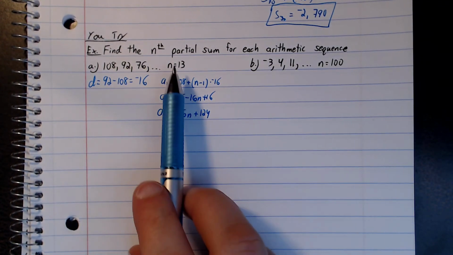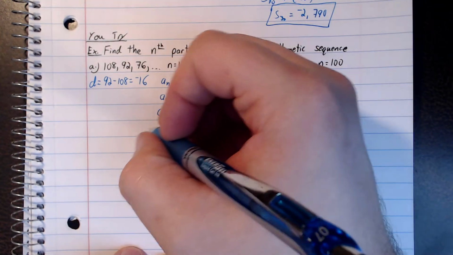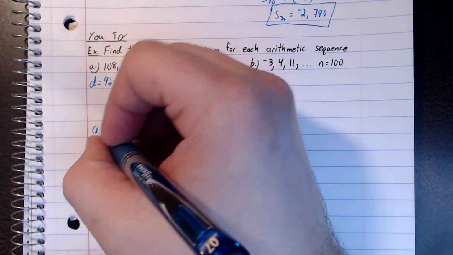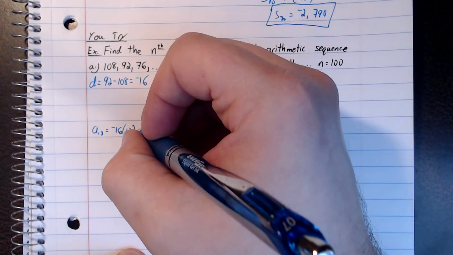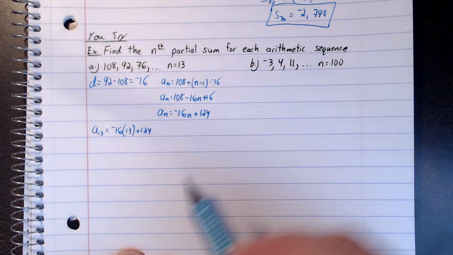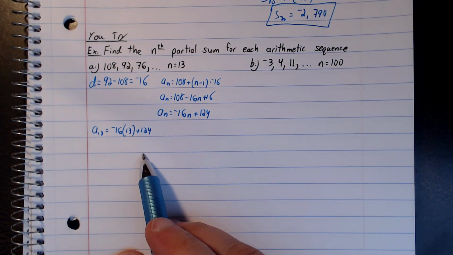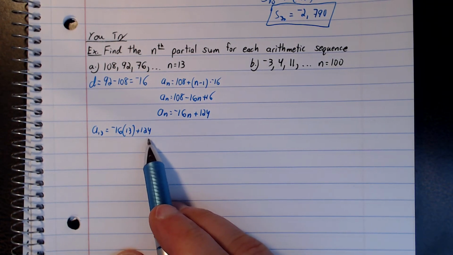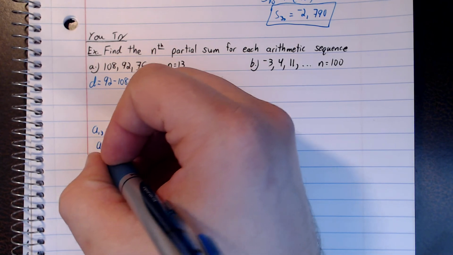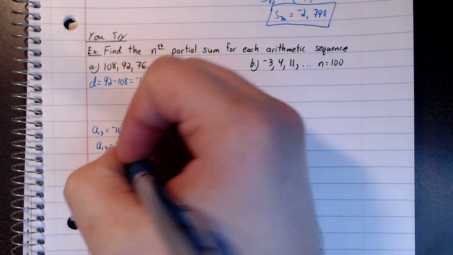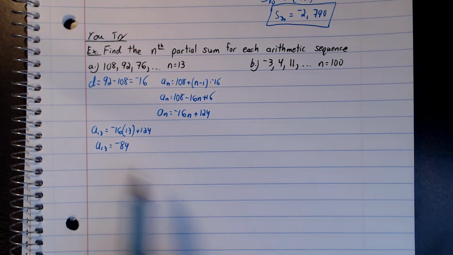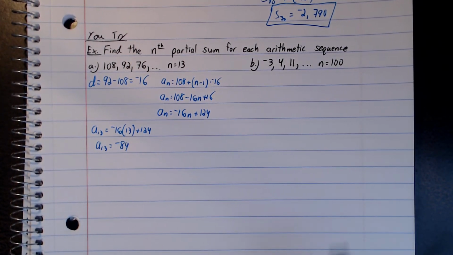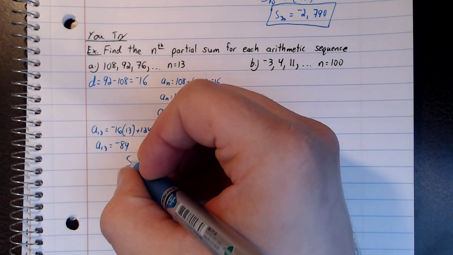We need to figure out the 13th term. So a sub 13, let's see, negative 16 times 13 plus 124, that's going to end up being negative 84. If you needed to use a calculator for that, or if you did your work on the side, whatever. Right? We just needed that term. Now we can plug it into this formula.